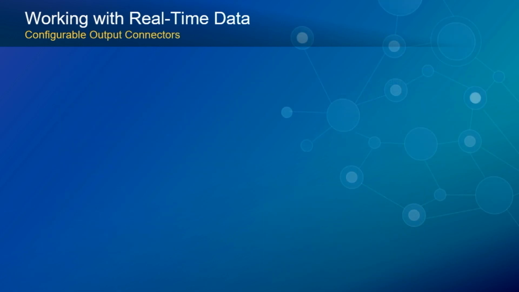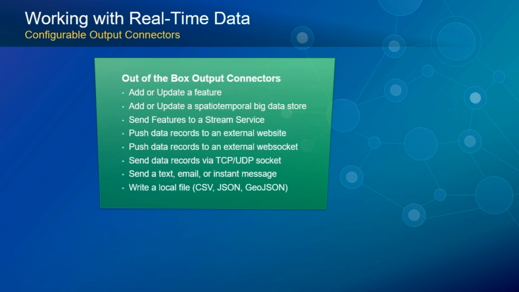So we brought our data in, we looked at the input connectors. The next question typically is, where am I sending that data to? So we have out-of-the-box output connectors as well. As Eric touched on a little bit before, we could add or update a feature service if we want to, or a map service. If we're using the spatiotemporal big data store to store large volumes or high velocity data, we can utilize those service types and their special rendering capabilities to write data out there as well.